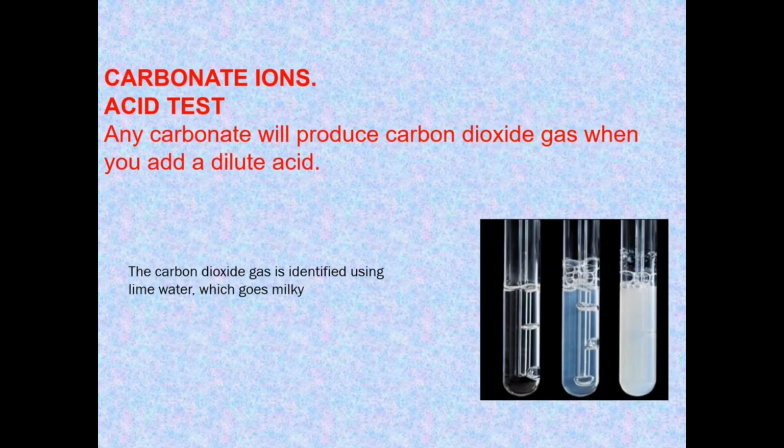Now for the carbonate ions, we use the acid test. Basically any carbonate usually produces carbon dioxide when you add a dilute acid, be it hydrochloric, nitric or sulfuric. So carbon dioxide gas will always be produced. And how do you test for that carbon dioxide? You pass it through lime water, which will eventually become a white precipitate.